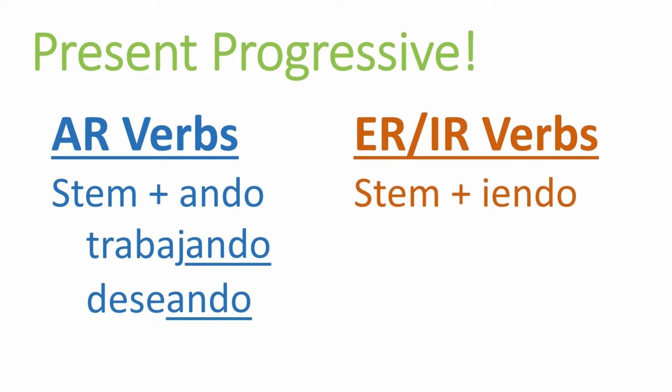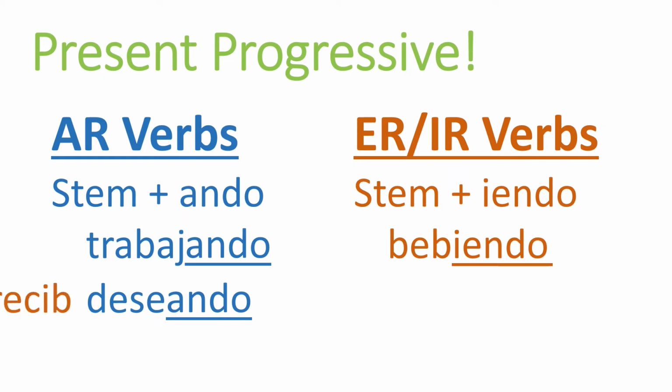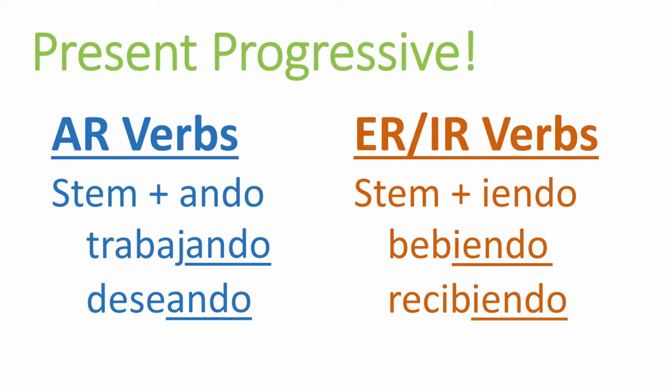Now, ER and IR verbs, it's the same process, but instead we add -iendo, not -ando. So if I want to say, for example, she is drinking milk: Ella está bebiendo leche. And if I wanted to say we are receiving presents, that's an IR verb. So I take recibir and drop that IR ending, and I'd say nosotros estamos recibiendo regalos. Take a second and copy down those two charts. This is how the present progressive works.